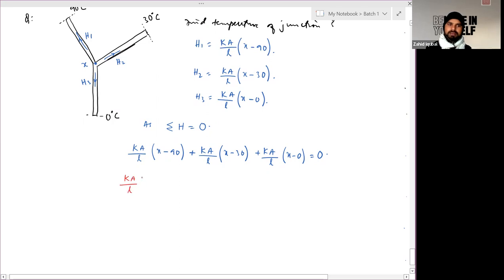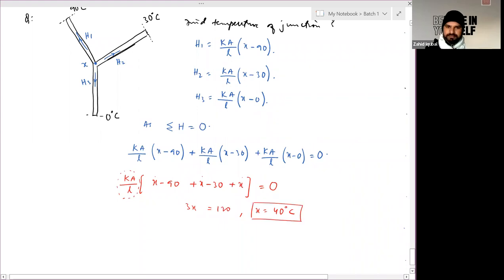Take out Ka by L as common. So you're left with X minus 90, X minus 30, and X equals 0. Move this coefficient to the right side. So 0 divided by any constant will again become 0. Now X, X, and X, 3X, equals 90 plus 30, 120. So X equals 40 degrees Celsius. Good, Hamza.